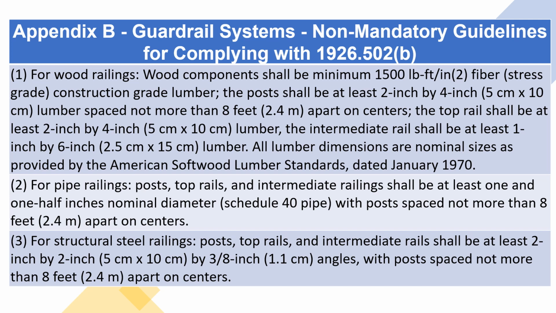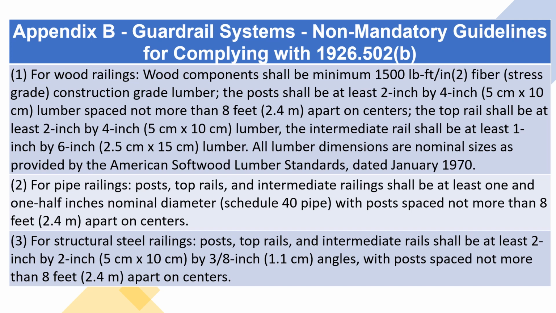The top rail shall be at least 2 inch by 4 inch, 5 cm x 10 cm, lumber. The intermediate rail shall be at least 1 inch by 6 inch, 2.5 cm x 15 cm, lumber. All lumber dimensions are nominal sizes as provided by the American Softwood Lumber Standards, dated January 1970. 2. For pipe railings, posts, top rails, and intermediate railings shall be at least 1 1/2 inches nominal diameter, Schedule 40 pipe, with posts spaced not more than 8 feet, 2.4 meters apart on centers.